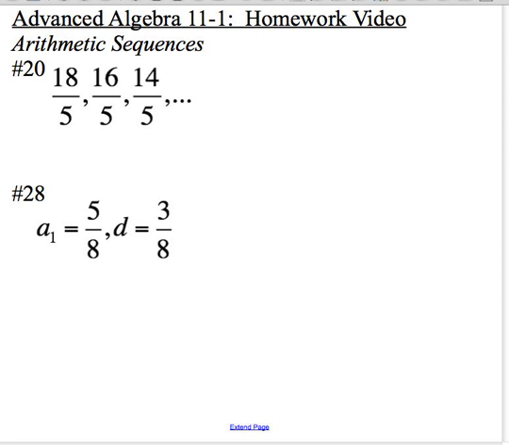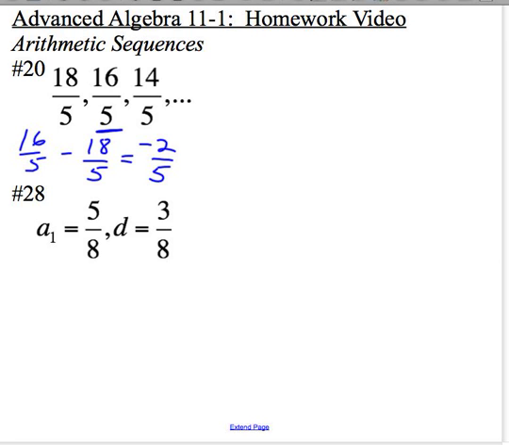So if you can't look at the numbers and decide what the common difference is, what you are adding or subtracting to go from one number to the next, what you can do is pick a term that's not the first, say 16/5, and subtract the term before it. And I find my common difference is a -2/5. I am adding a -2/5 to go from one term to the next.